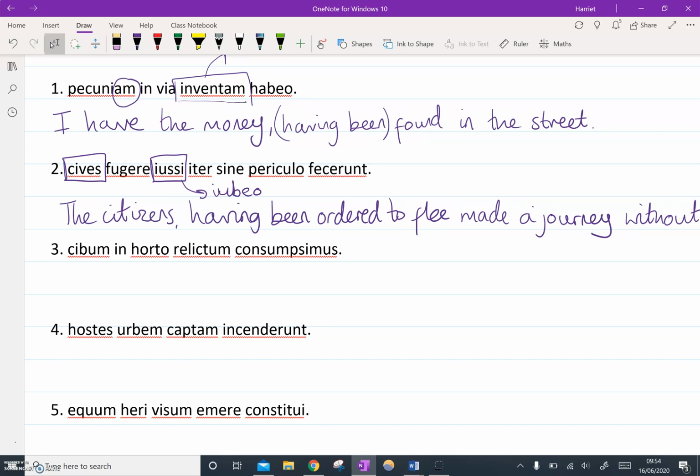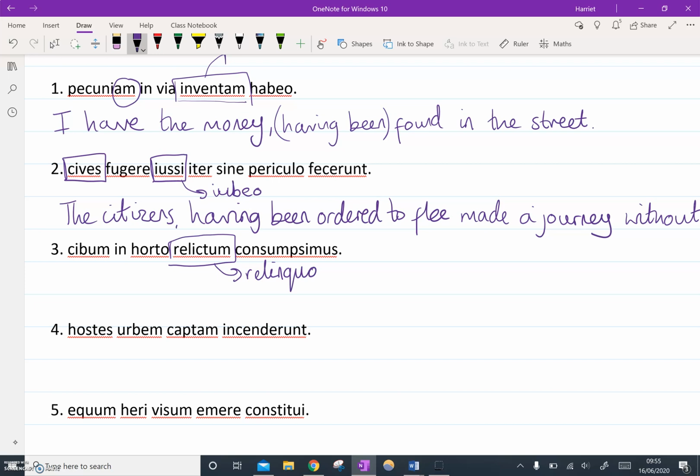Number three, let's find the PPP. So what looks like a verb at the start, but a noun or an adjective at the end. Well, it's not cibum, that means food. It's not horto, that's garden. It might be relictum. Can't be consumpsimus because that is a verb. It ends like a verb, it starts like a verb, it's a verb. So relictum is your answer here because it's from the verb relinquo, I leave behind.